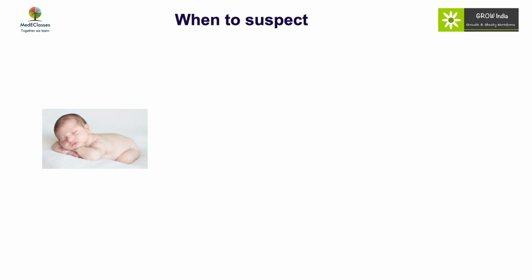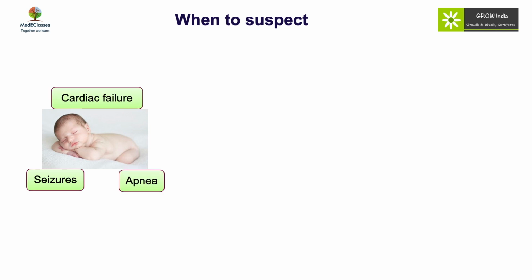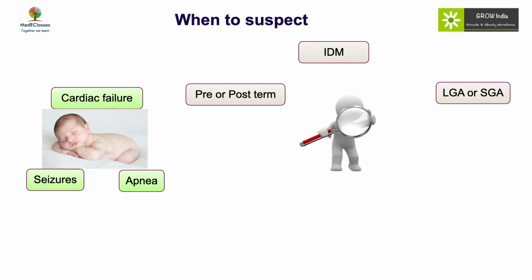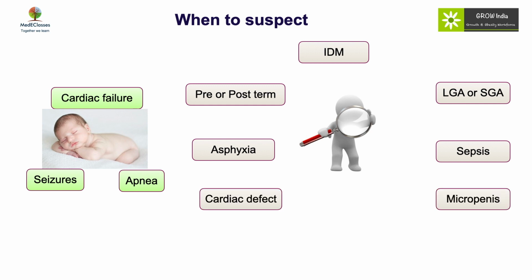So when do we suspect neonatal hypoglycemia? Definitely anybody with seizures, cardiac failure, apnea, any sick child should be evaluated for hypoglycemia. Screening is indicated for infant of diabetic mother, pre or post term, large or small for gestational age, asphyxia, sepsis, cardiac defects or micropenis, and this should be done at periodic intervals over the first 48 hours because that is the crucial time when hypoglycemia develops. So we need to be very cautious and pick it up at the right time.